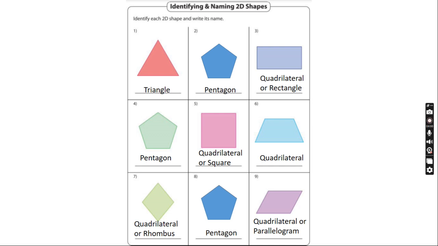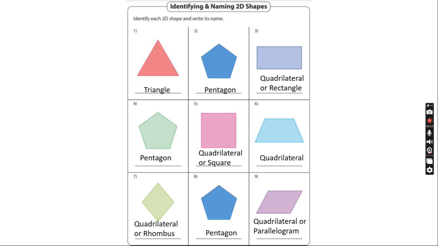The third figure has opposite sides equal, four angles of 90 degrees, and opposite lines parallel. It has four vertices, four sides, and four angles. Hence it is called a quadrilateral or rectangle. Then the fourth figure is a pentagon because it has five sides, five angles, and five vertices. Hence it is called a pentagon.